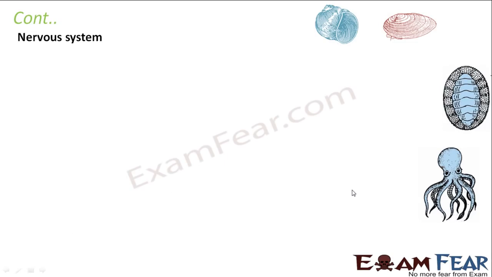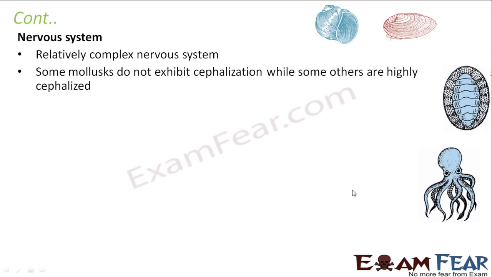Now coming to the nervous system. They have a relatively complex nervous system, because as we reach higher, the complexity of the different systems is also increasing. Some mollusks do not exhibit cephalization, while some others are highly cephalized. So this is one peculiar observation in case of mollusks. Till now we saw that cephalization was present in all the higher phyla starting from platyhelminths. But in mollusks, there are some where there is no cephalization at all, whereas there are some other mollusks where there is too much cephalization.